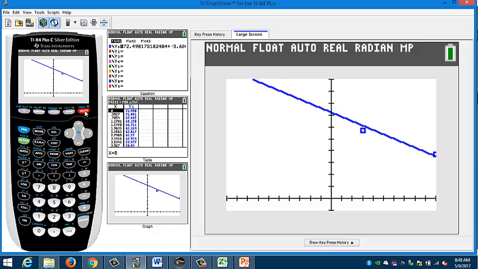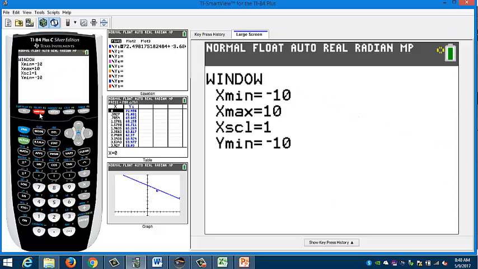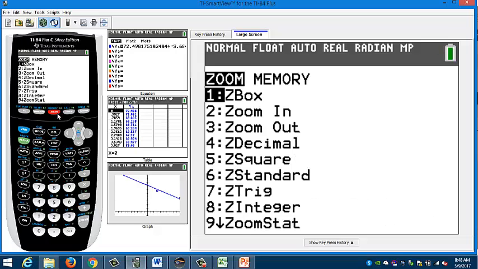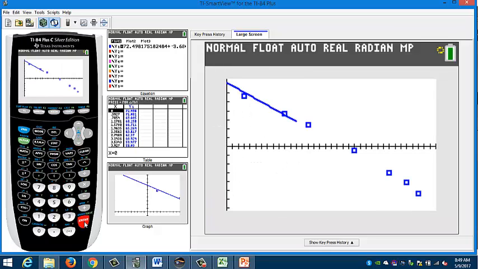So the trick, if you ever want to see all of your data and you have a stat plot, is you come over here to the window. Oh, no, not the window. I'm sorry, you hit the zoom button in the middle. This is the fast way to change your window. And do you see down at the bottom, choice 9 says zoom stat? If you select that, it'll zoom in wherever the data is, and it'll show you what's going on. So you can see we have a pretty good line here, right?